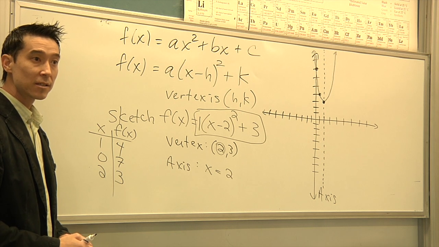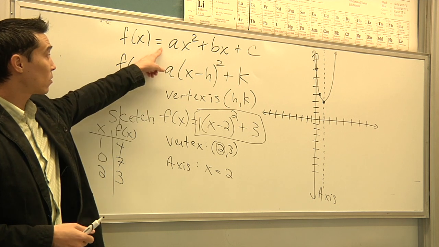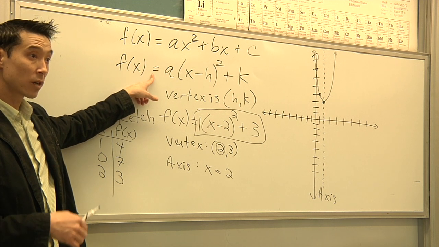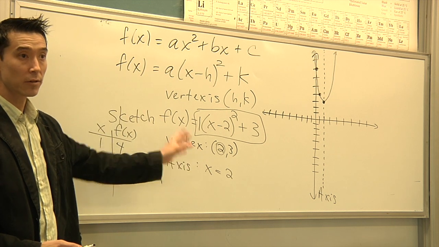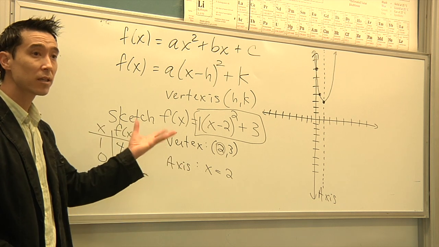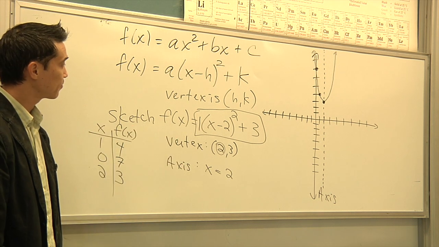Okay? So now, if you're given this form, you can use last lecture. But if you're given this form, x minus h quantity squared plus k, you can do this. You can go right to the vertex, go right to the axis of symmetry. Sometimes that's enough. You could get a pretty good rough sketch.